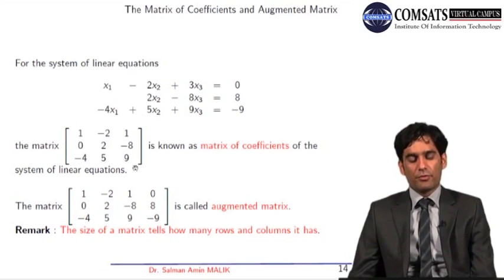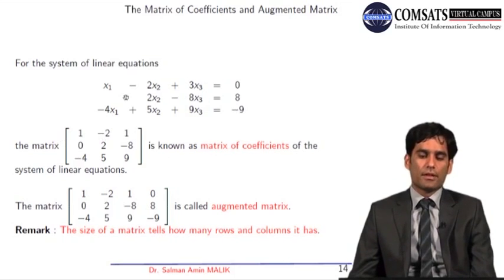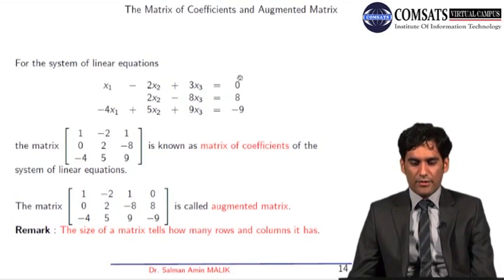So this is the matrix we have formed by collecting the coefficients of the variables in our system. Such a matrix is known as the matrix of coefficients of the system of linear equations. Now if we add one column, which is normally called B, 0, 8, -9, to this coefficient matrix, we obtain this matrix which is written here.